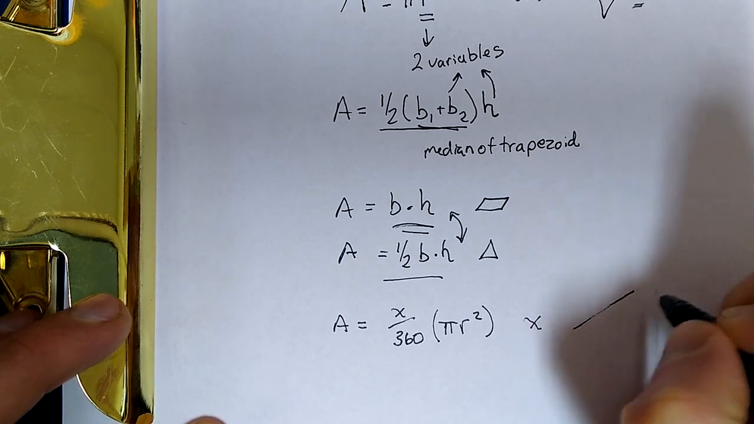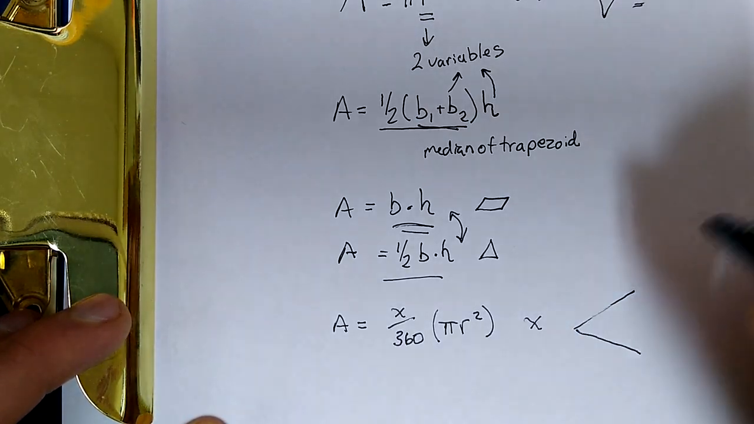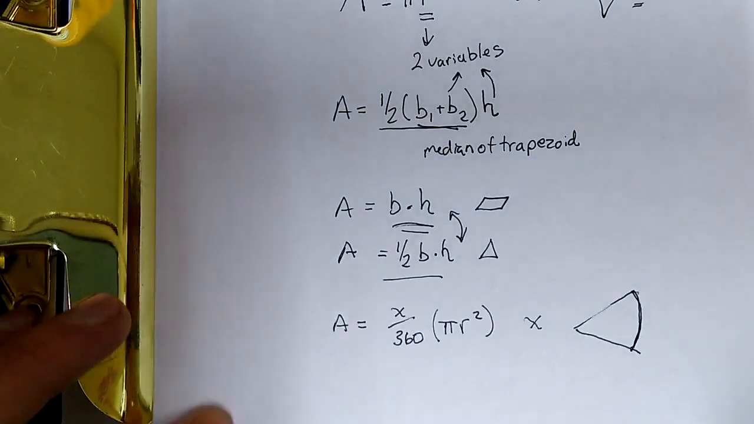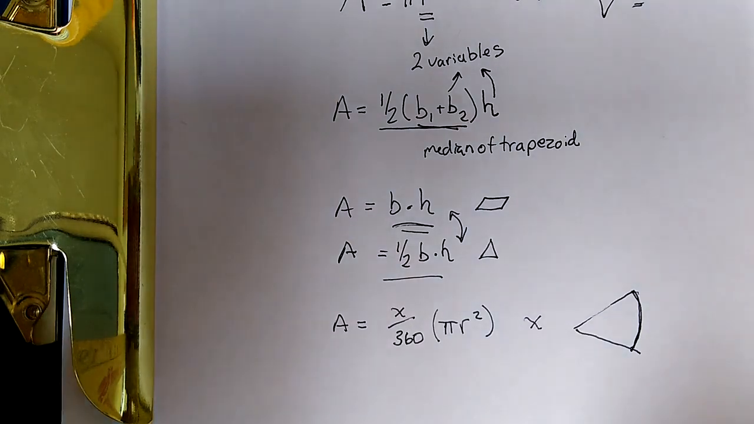So if I have a sector that looks like this, again, excuse my drawing, it's even worse than normal because I can't really see what I'm doing.